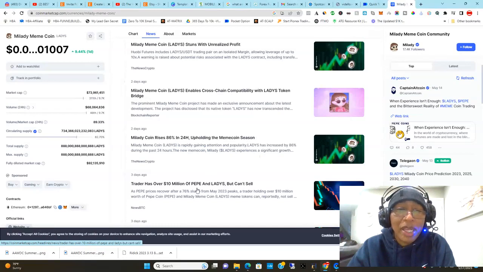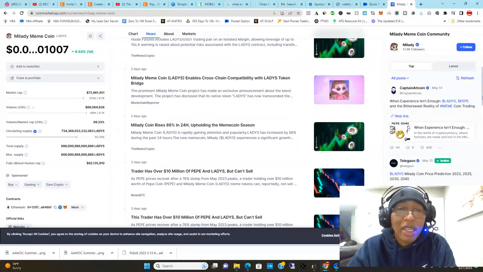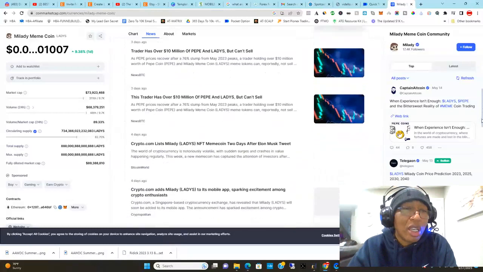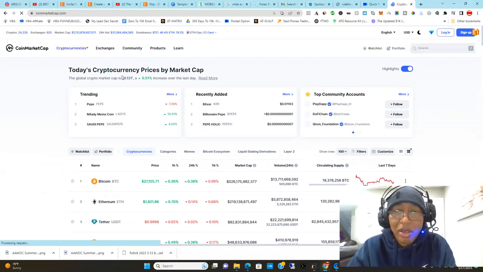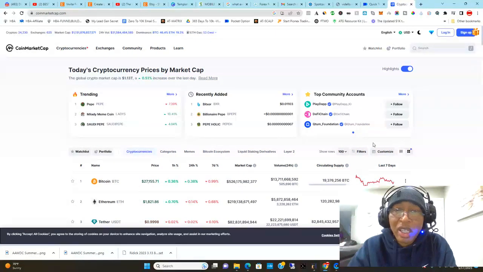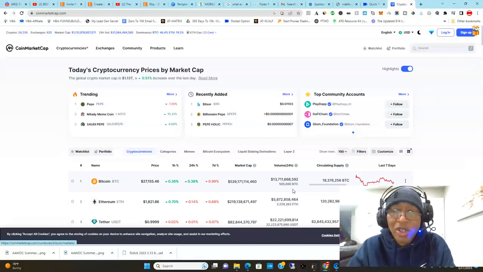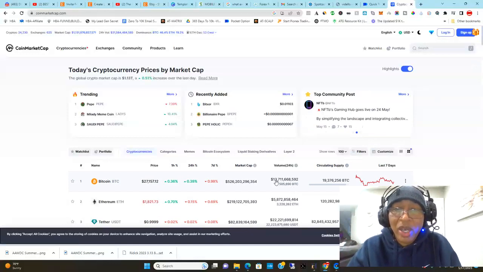Traded has over 10 million of Pepe and ladies. This is the Milady meme coin. Guys, talking about the coins now. So you can see it went all the way up here, and the trading volume was like 72.7 million. I like to go for coins at least 100 million and above. You can see BTC, the Bitcoin, of course, that's the king of all of them, is way over billions. It's in the billion range.